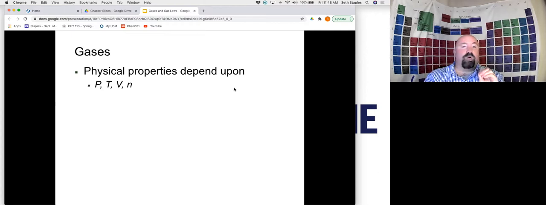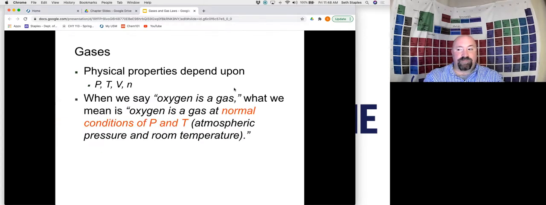And that's another important aspect: all of these different properties that we talk about, it doesn't matter what the gas is. These properties are going to depend on these four things, not the identity of the gas.